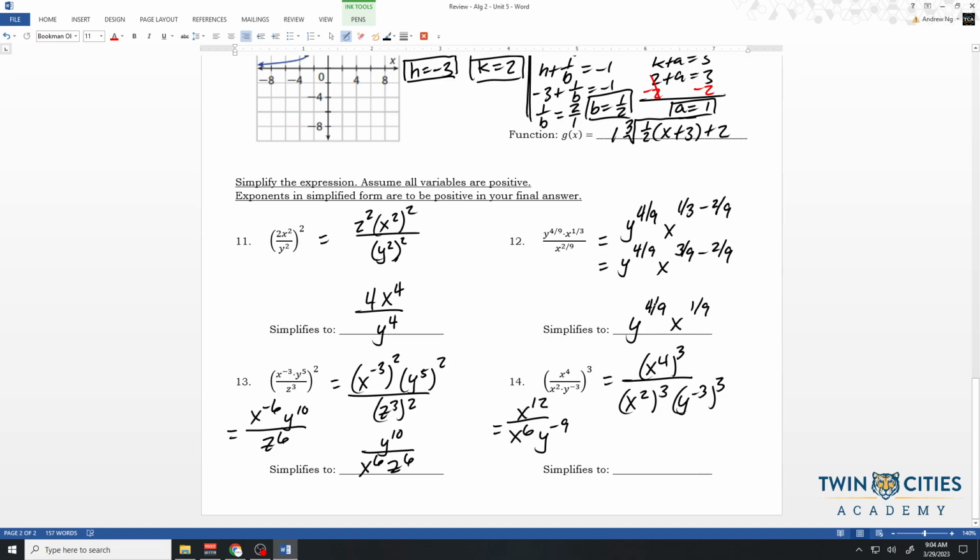And like I did for number 12, we're going to subtract these because I've got x to the 12th over x to the 6th. So I can say 12 minus 6. That's going to be x to the positive 6th over y to the negative 9th. And then because on the bottom I've got a negative exponent, I can just bring that y to the negative 9th to the top and make that positive. So this will end up just being x to the 6th, y to the positive 9th.